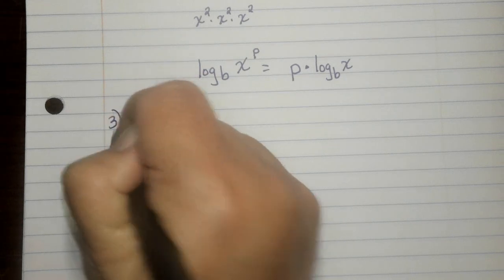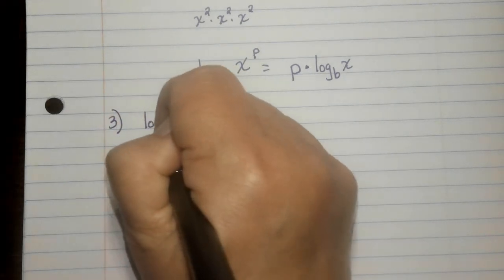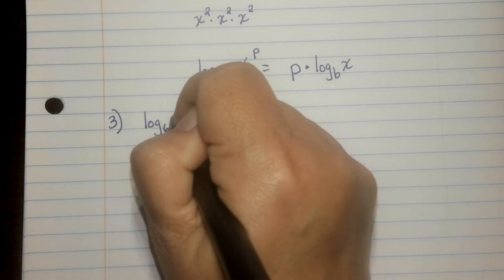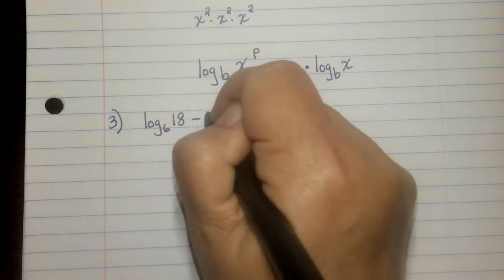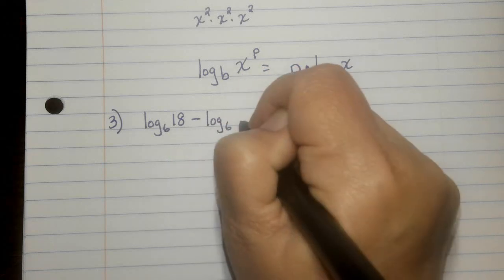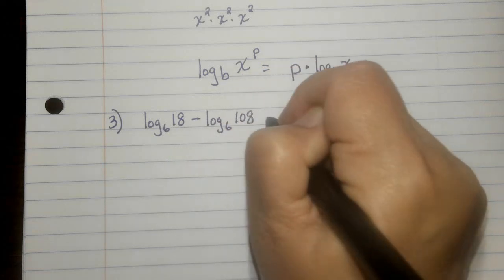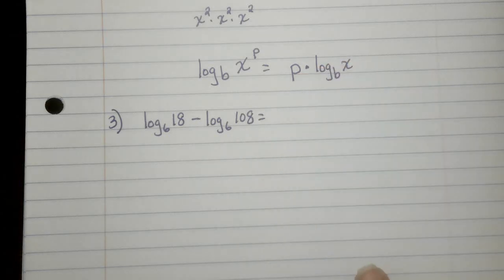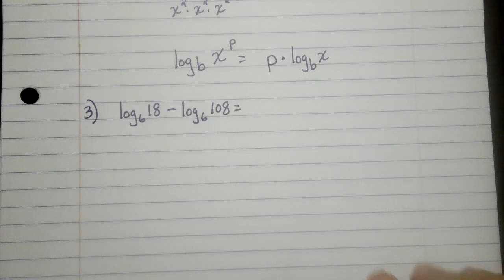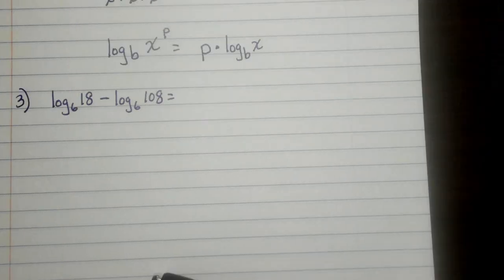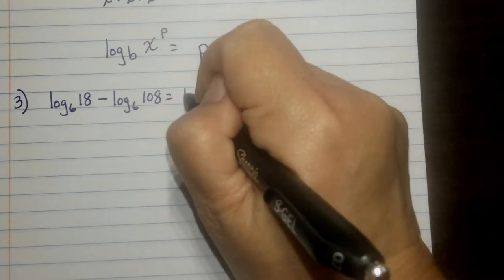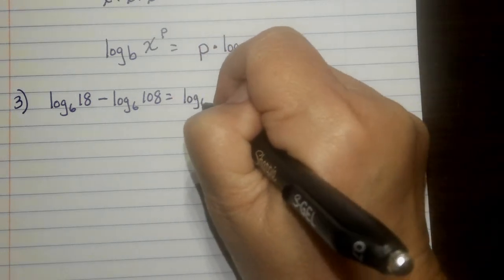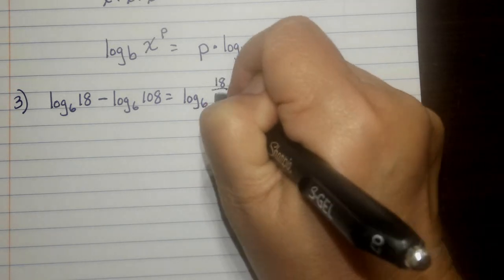Alright, so now I'm going to give you one to try and evaluate. So here's problem 3. Log base 6 of 18 minus log base 6 of 108. Alright, I want you to at least think of what's going to be the first step. Write down what you think the first step is. So, the first step, I heard your groups talking about it, is going to be log base 6 of 18 divided by 108.